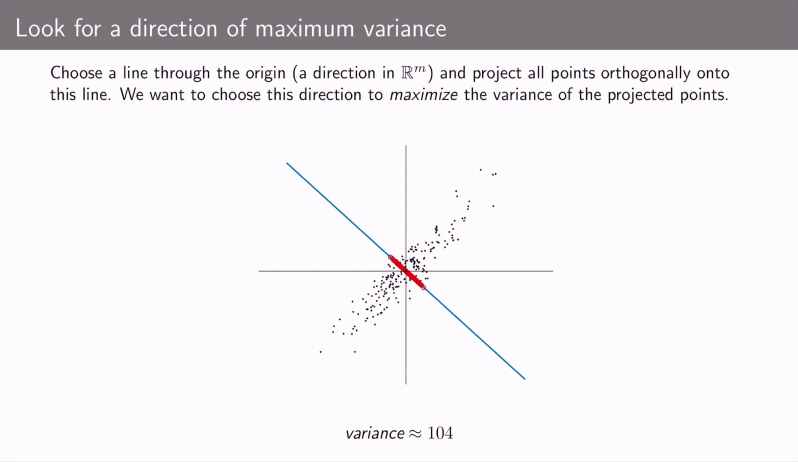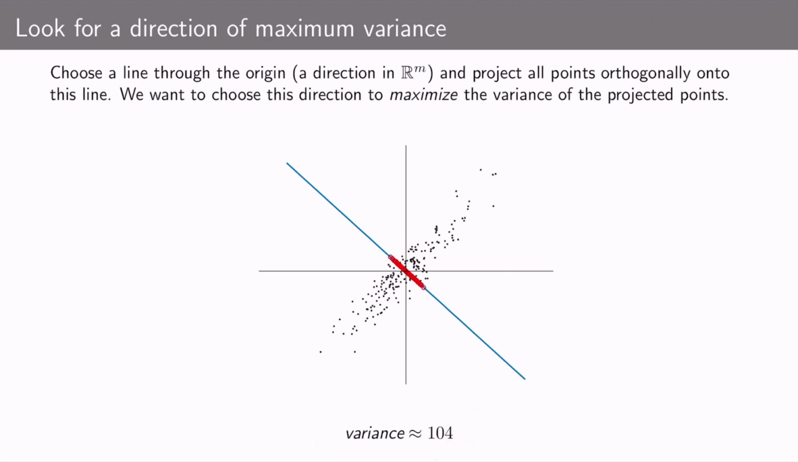Now I'll describe geometrically what it means to look for a direction of maximum variance. My data is now centered at the origin, so I'll draw a line through the origin, and I'll project all of my data orthogonally onto that line, so at right angles down onto the line. The result of that orthogonal projection is shown here with red circles. I now measure how spread out these red circles are. The measure of spread I use is variance. That's the sum of the squares of the distances from the origin. For this particular data set, I have a variance of 104.